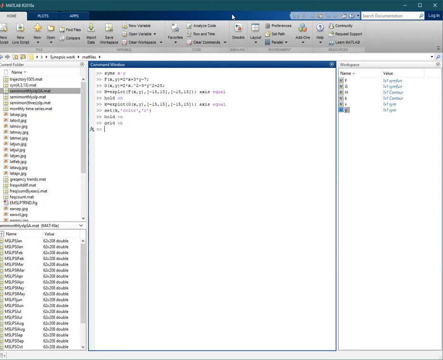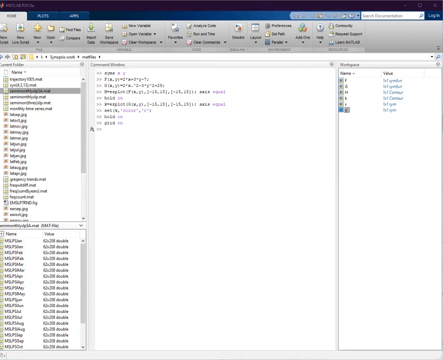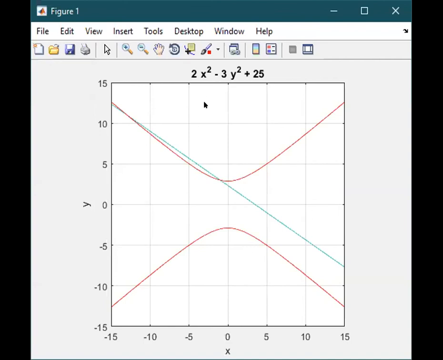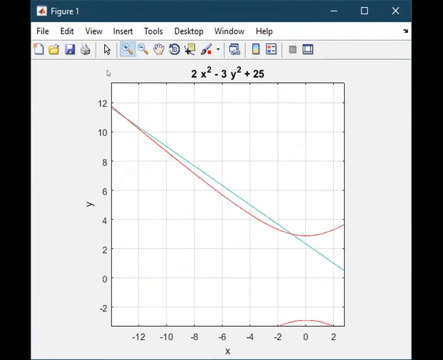Now look at our graph. Here is the graph. The first equation which we have plotted is the equation of a straight line, and this is the hyperbola. The point of intersection of the hyperbola and the straight line is the required solution. When we solve these equations, we get two points.